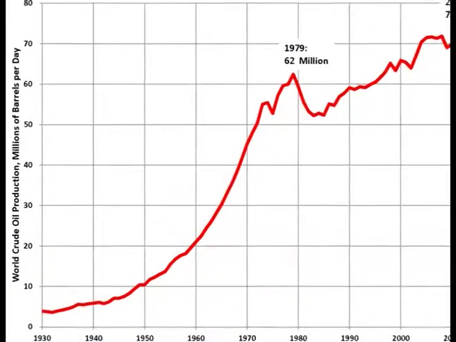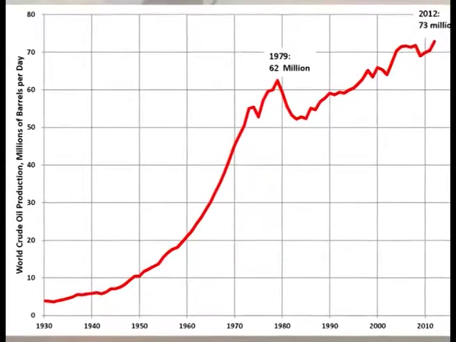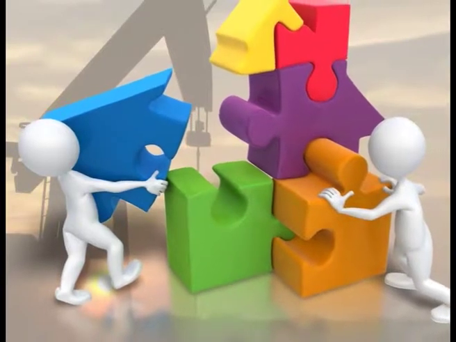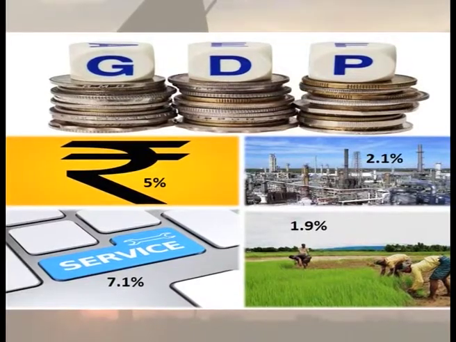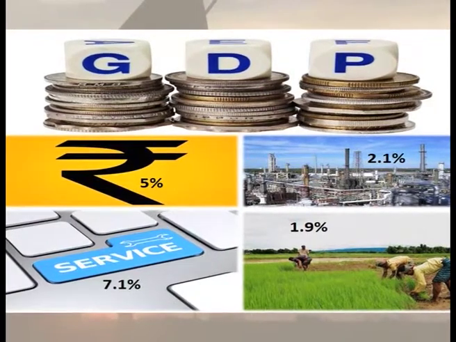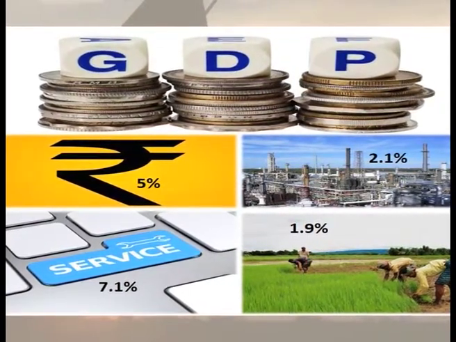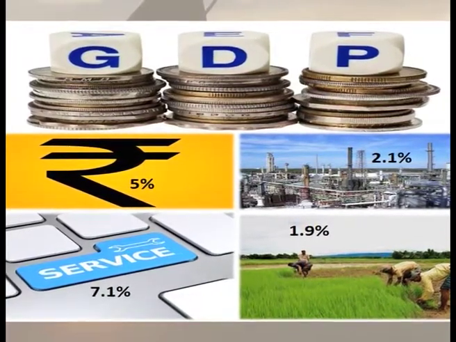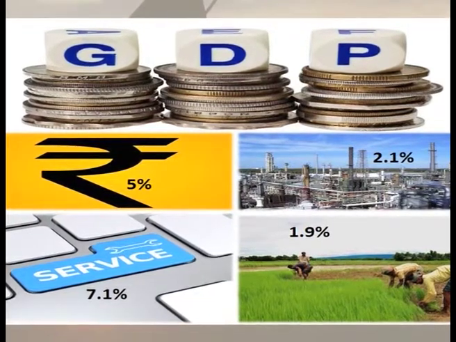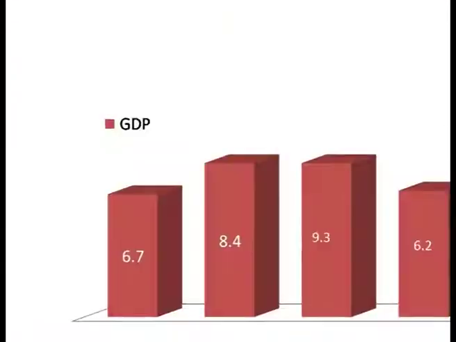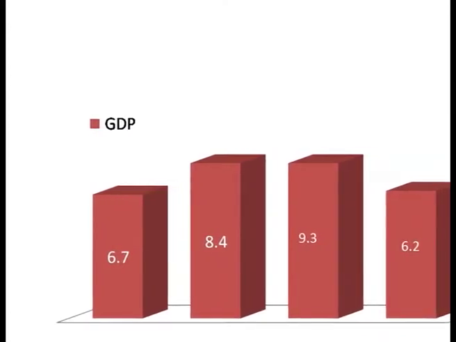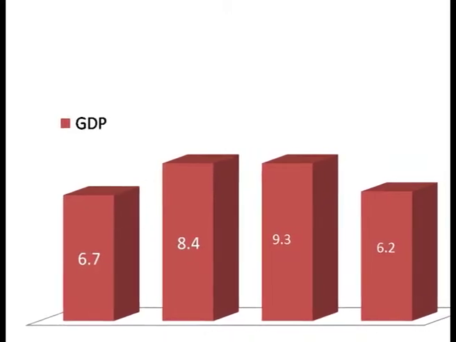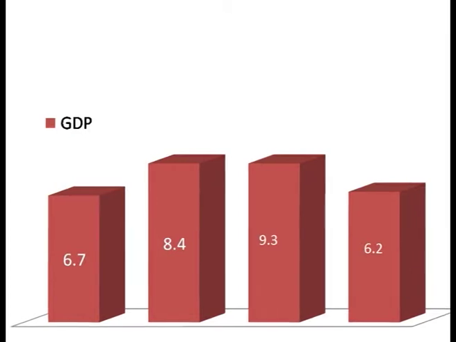Summary. Oil reserve is an essential yardstick for measuring a country's economic prosperity. The Indian economy is at a critical stage of development. During 2012-13, the growth rate of gross domestic product, which is GDP, at current prices is estimated to have increased by 5%, with industry at 2.1%, services at 7.1% and agriculture at 1.9%. There has been an overall slowdown since 2010-11 when GDP increased by 9.3% and declined to 6.2% in 2011-12.